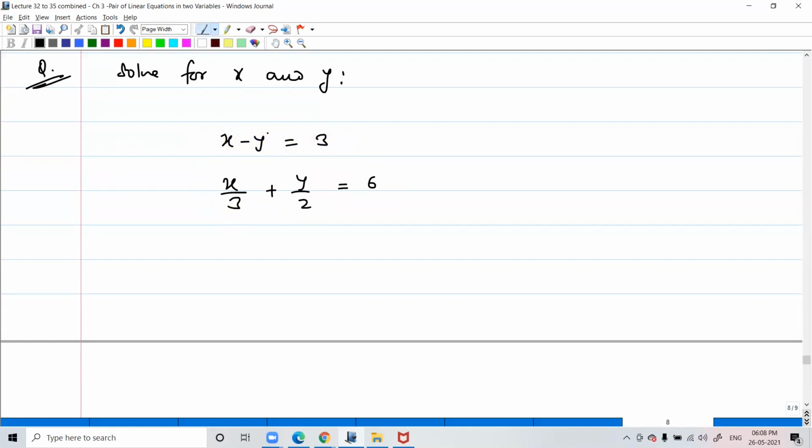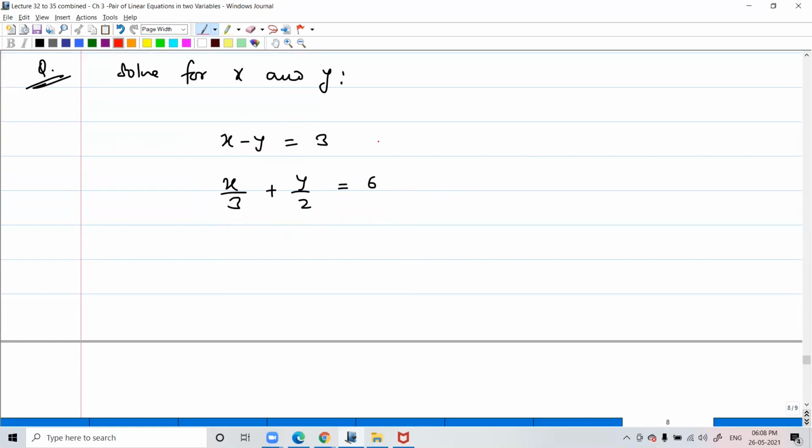Y. There is a minus y already here and there is a y by 2. So if I multiply this by 2, this will also become plus y. So minus y and plus y will become 0. So it will be easy to eliminate. So let's do the same thing. We multiply the second equation by 2.